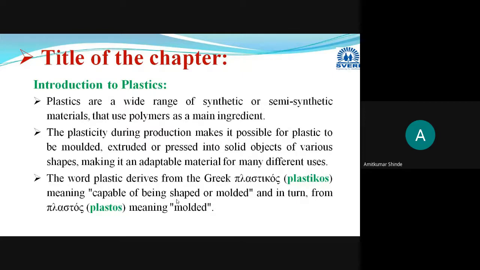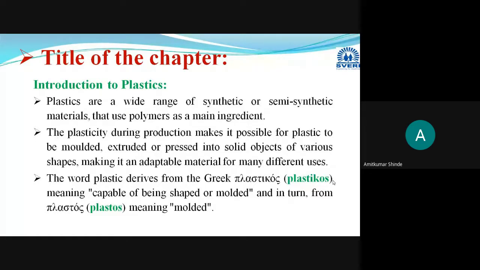You can give any kind of shape, or you can mold it into different shapes, or give any kind of dimension to that particular material, and that particular property is named plastikos in the Greek language. And from that Greek word plastikos, the word plastic is derived. Are you getting this? Plastikos means a material which can be given different shapes by using different processes. In short, capable of being shaped or molded.